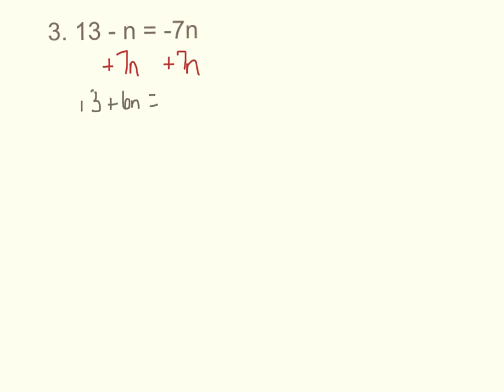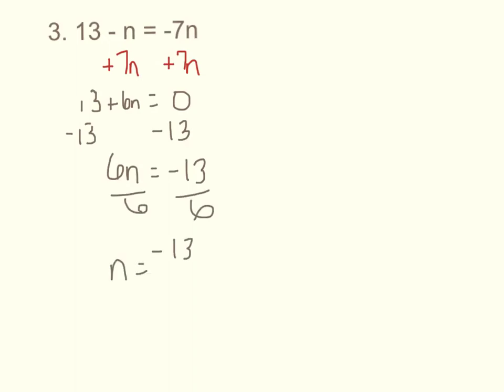Now, some people then like, oh, I'm done, I'm going to divide by 6. No. You can't put 13 equals 6n because this side now is 0. In order to get the n by itself, I have to subtract the 13. So that would give me 6n equals negative 13. Divide by 6. You have a fraction. That's okay. You get negative 13/6.